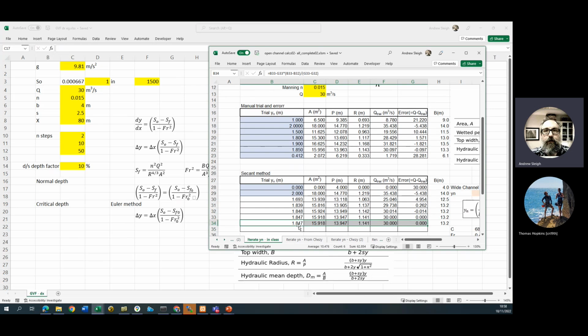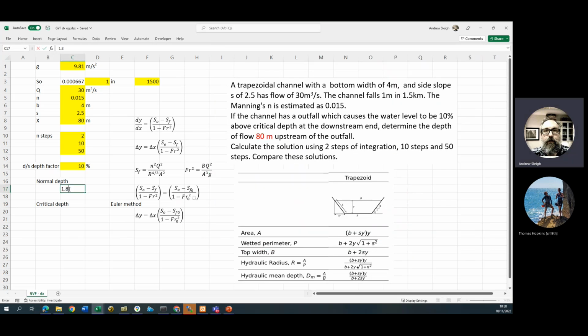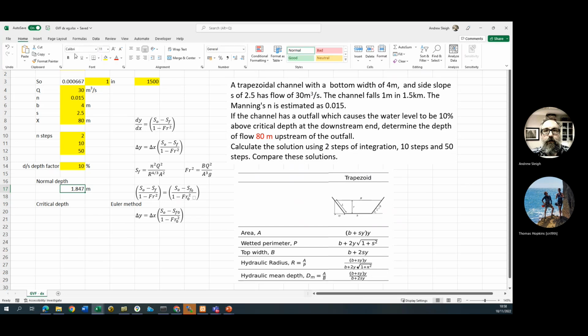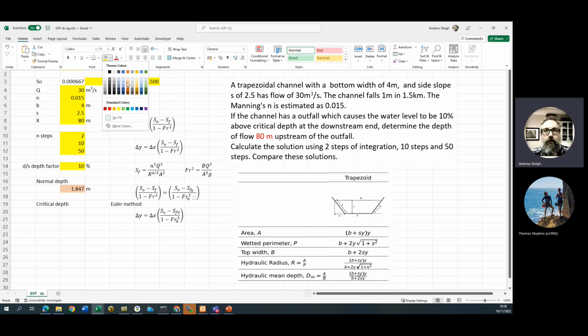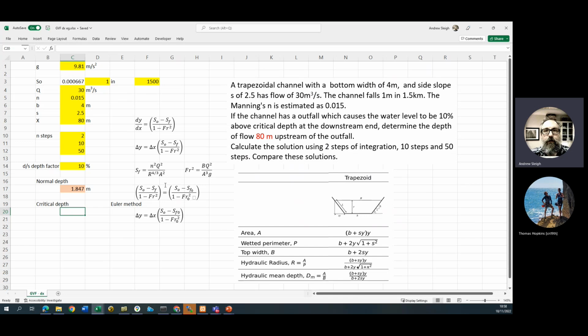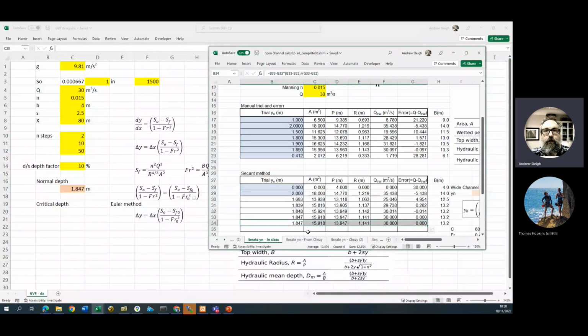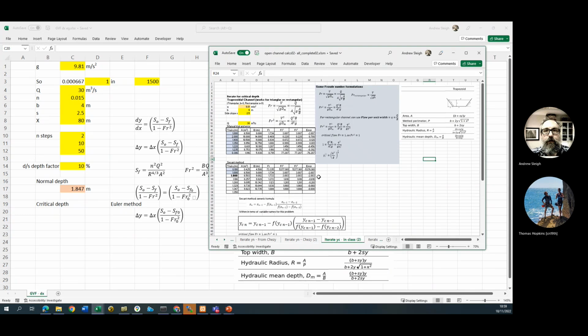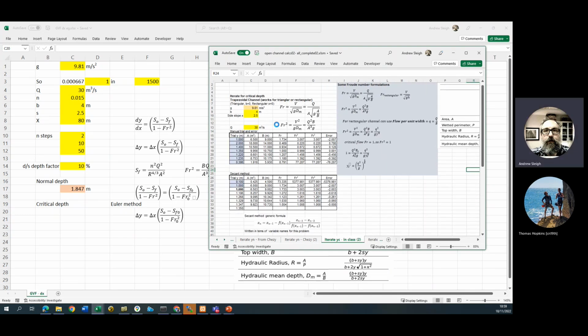So the normal depth here is 1.847, that's meters. I'm going to colour that one in a sort of pinky colour, so it identifies it as a calculated one. We need to then calculate the critical depth, because we're actually going to use that one here. Let me zoom in so it's a bit clearer.